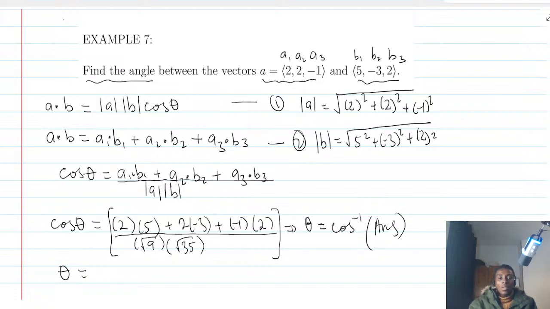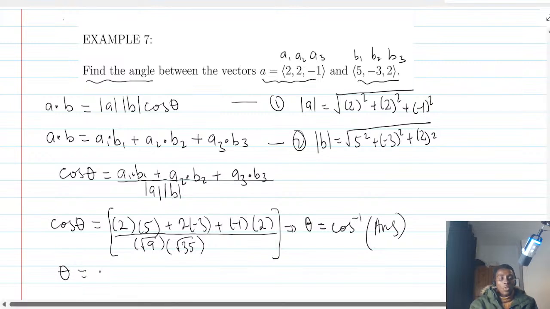All right. So theta is what? 83.52. Okay, thank you. That's correct. All right, so it's correct.